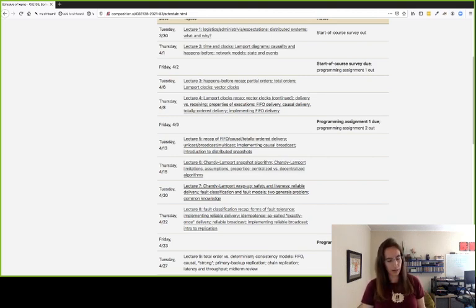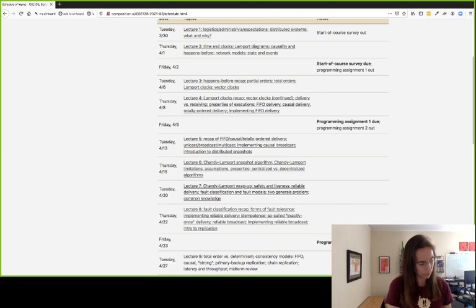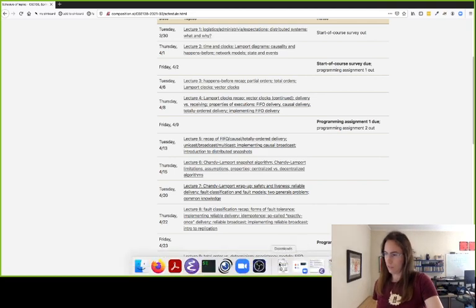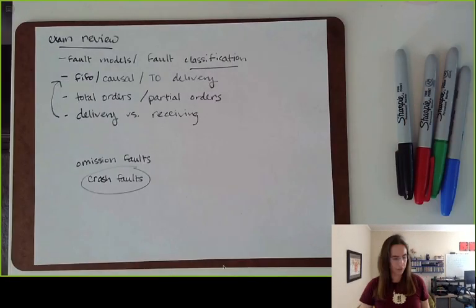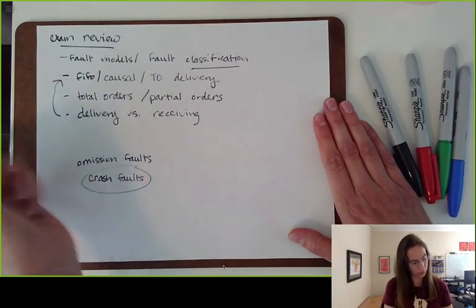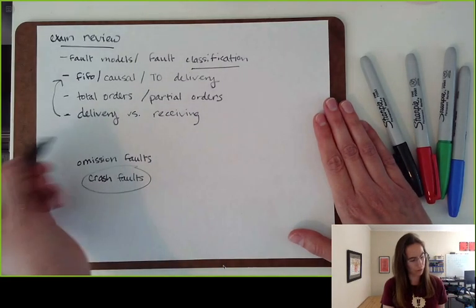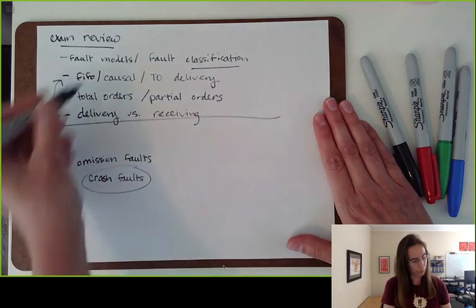So we looked at a bunch of different notions of faults. Let's look at fault classification first. We talked about crash faults, which are a subset of omission faults. Yeah, so here's the list of things that I wrote down. I don't think I got everything that everybody listed, but we'll see if we can get to these. Okay, so we'll start with fault classification.